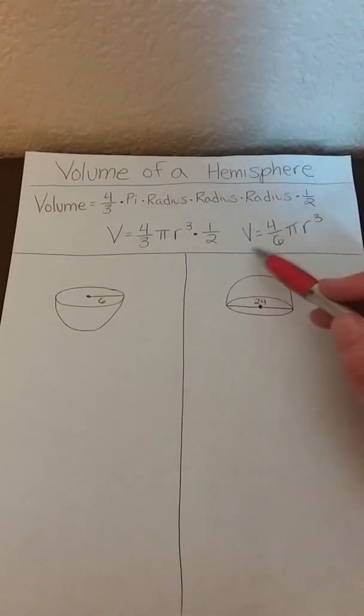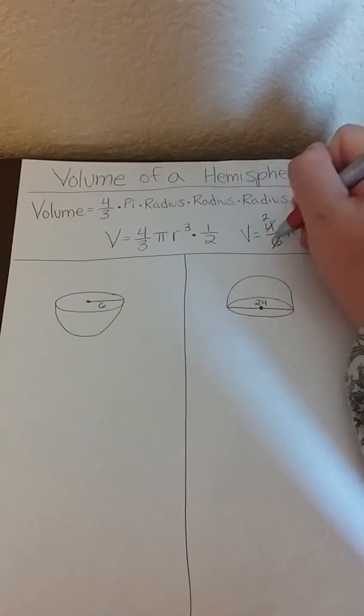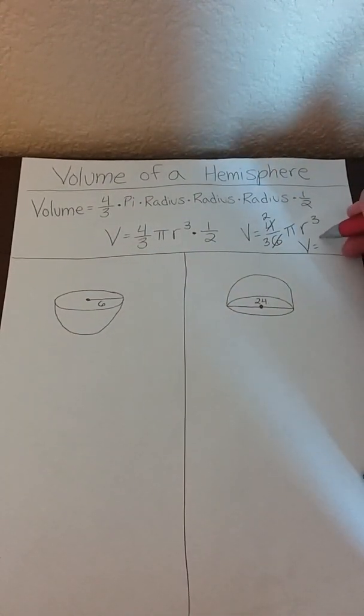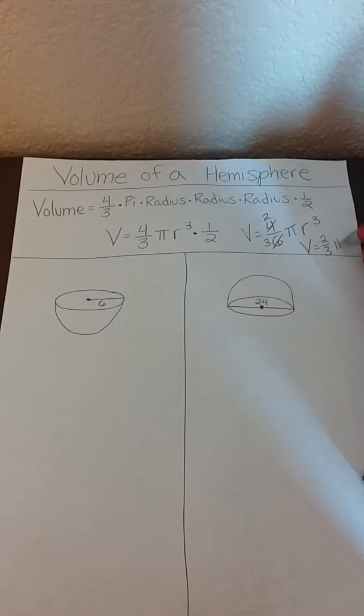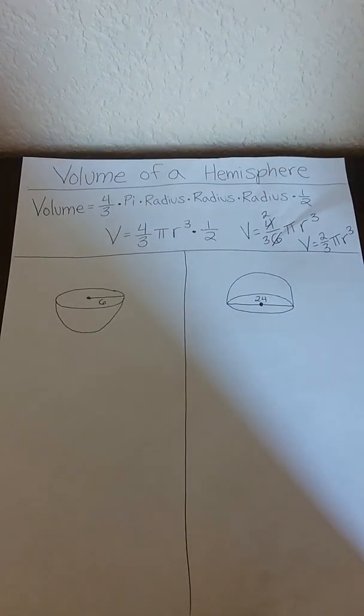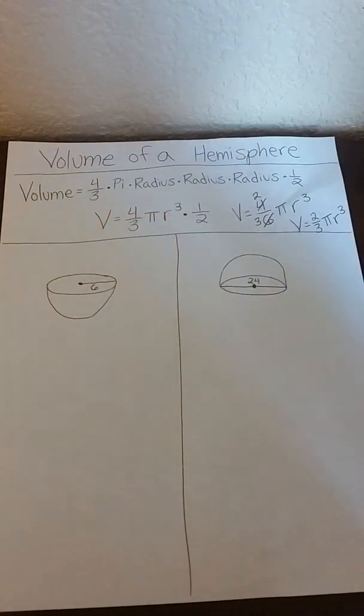If you are using this formula, you should then simplify. 4/6 becomes 2/3. So another formula for a hemisphere would be 2/3 pi r cubed when you're doing a hemisphere instead of a whole sphere. Okay, let's look at two examples.